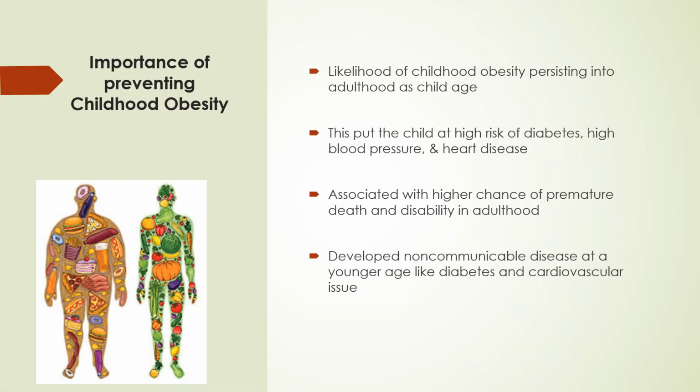So, why is it important to prevent childhood obesity? The prevention of obesity is very vital in children because the likelihood of childhood obesity persisting into adulthood increases as the child ages. This puts the child at high risk of diabetes, high blood pressure, and heart disease. Childhood obesity is associated with a higher chance of premature death and disability in adulthood.